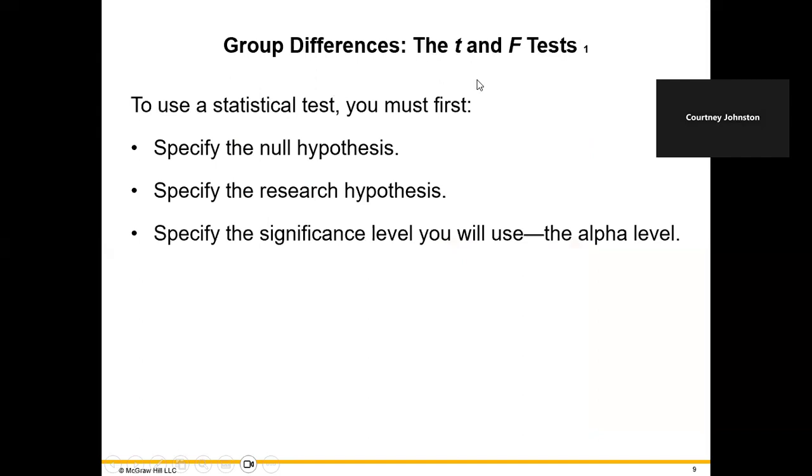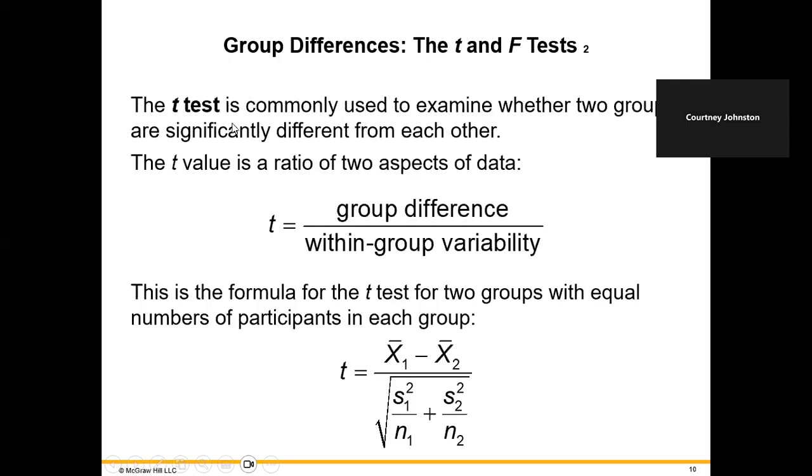Now, group differences. We have t and F tests. For a statistical test, you have to have a null hypothesis, a research hypothesis, and, again, the alpha level, 0.05. The t-test is commonly used to examine whether two groups are significantly different from one another.